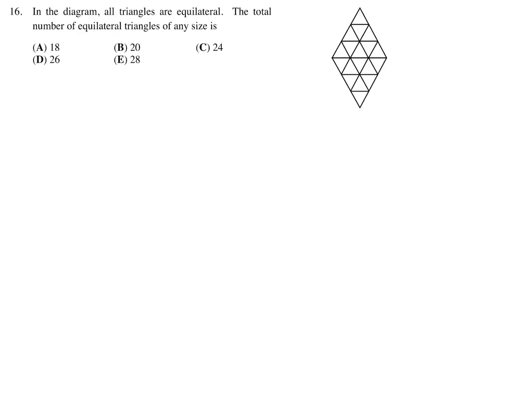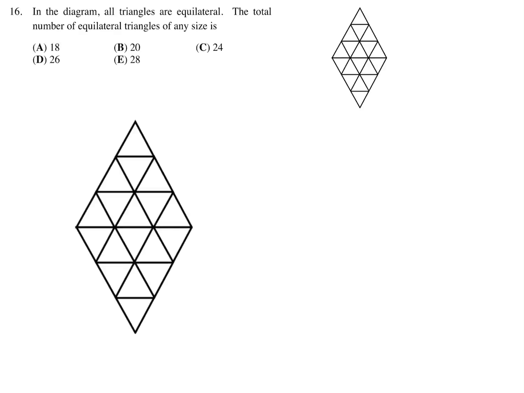In the diagram, all triangles are equilateral. The total number of equilateral triangles of any size is. So let's see. Let's figure out the triangles based on side length, and then we'll add them all up. So side length, let's see, 1, 2, and 3. I think that's about as big as we can get. And then how many are there? And then we can figure out the total down here.